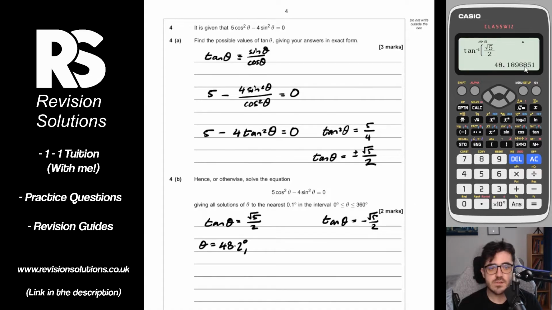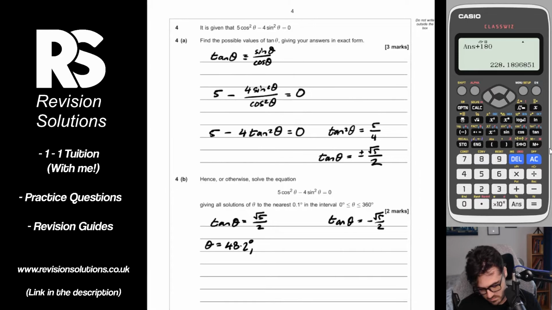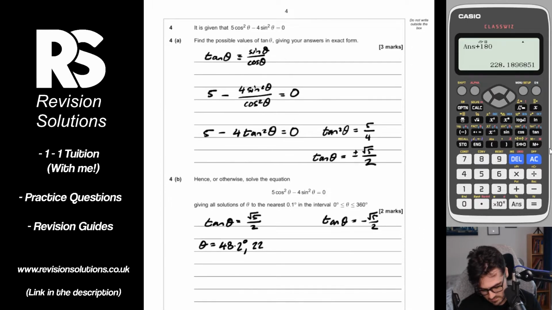And then to get the next solution, I can just add 180 degrees because the tan graph repeats every 180 degrees. So that's 228.18, and rounding to 0.1 again, that would be 228.2. And that would be the last solution for that equation, because if I add another 180, I would go beyond 360.